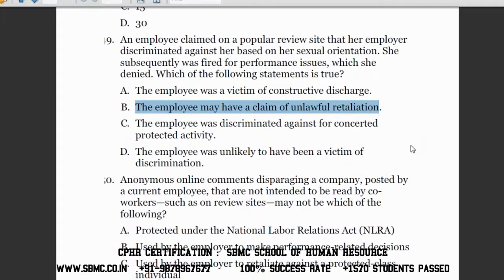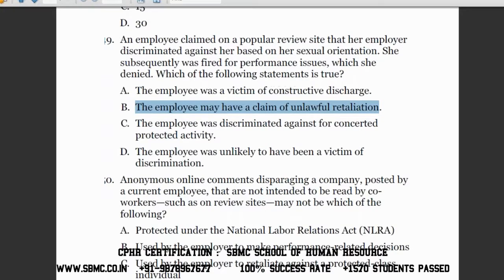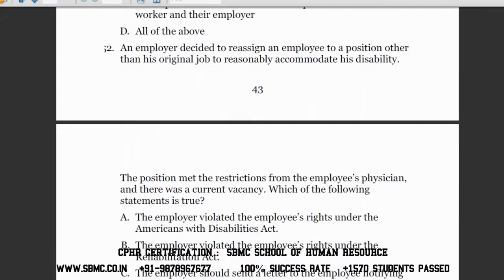But in such a question, how would you know what is the right answer? More practice. The employee claimed to have posted a view on the site that the employer discriminated against her on her sexual orientation. She subsequently was fired for performance issues, which she has denied. Now, which is the following? The employee may claim unlawful retaliation. Constructive discharge can be true, but the main thing is they can claim unlawful retaliation. That is where they have the maximum chances of facing retaliation. Okay, let's come to the next part.